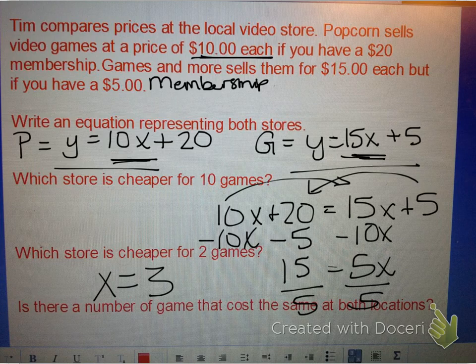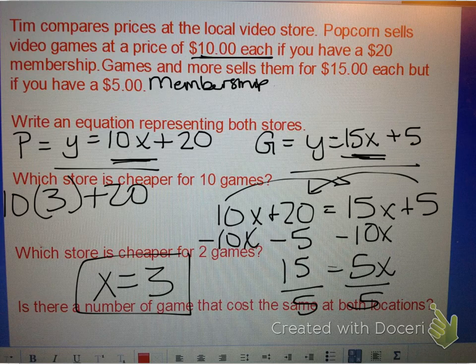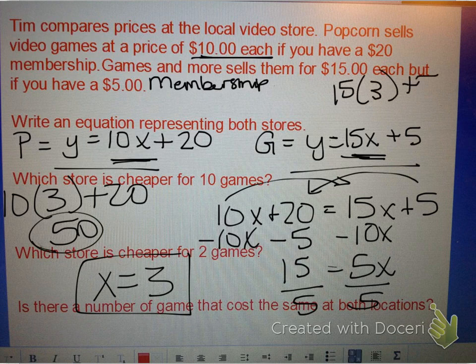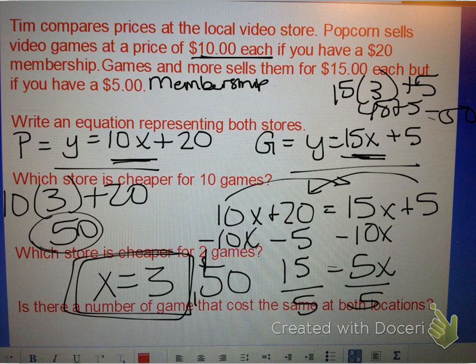So this gives me a clue that maybe at 3 games they're the same price. I'm going to try it. So 10 times 3 plus 20. Well, 10 times 3 is 30 plus 20 is $50. Okay? So over here, 15 times 3 is 45. 45 plus 5 is 50. So at 3 games, they both cost $50. And so that tells me that this is my answer. There is a number of games.